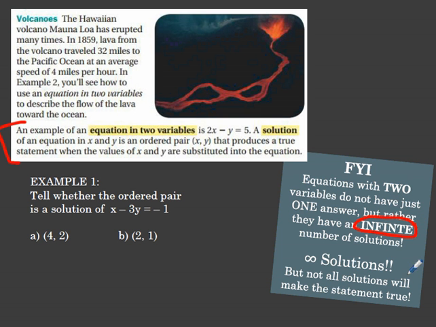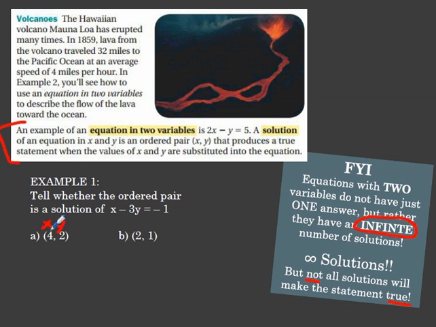But be careful, just because there are infinite solutions does not mean that all solutions are going to make that statement true. We need the statement to be true. So how do we do that? Well, let's see. Example 1, tell whether the ordered pair is a solution of x minus 3y equals negative 1. So I'm going to take my ordered pair, and I'm just labeling this in case you have forgotten that these are my x and y's.